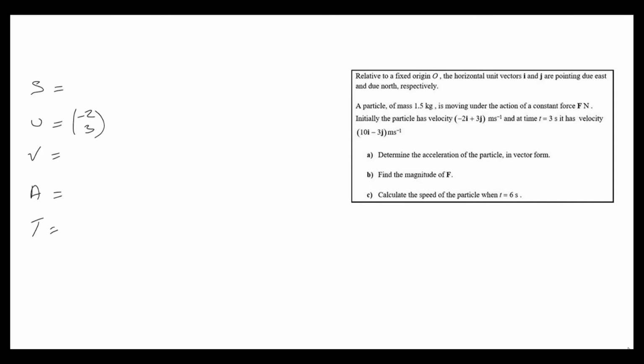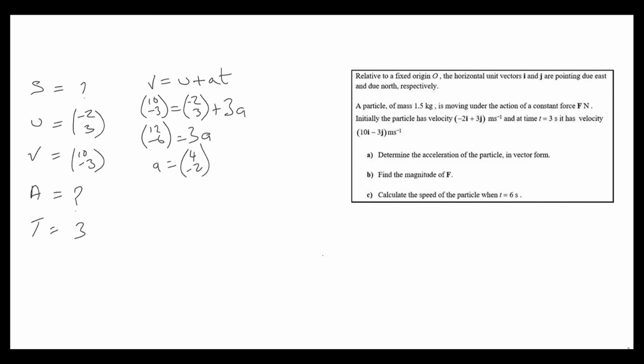The initial velocity, -2, 3. Final velocity, 10, -3. Unknown acceleration, and the time it takes is 3 seconds. So we're looking for the acceleration. We'll use v equals u plus at, and we'll just substitute these in. From here, we just need to make sure we can do some vector arithmetic and solve for a. So subtracting u from v, dividing that all by 3, that gets us acceleration for -2.